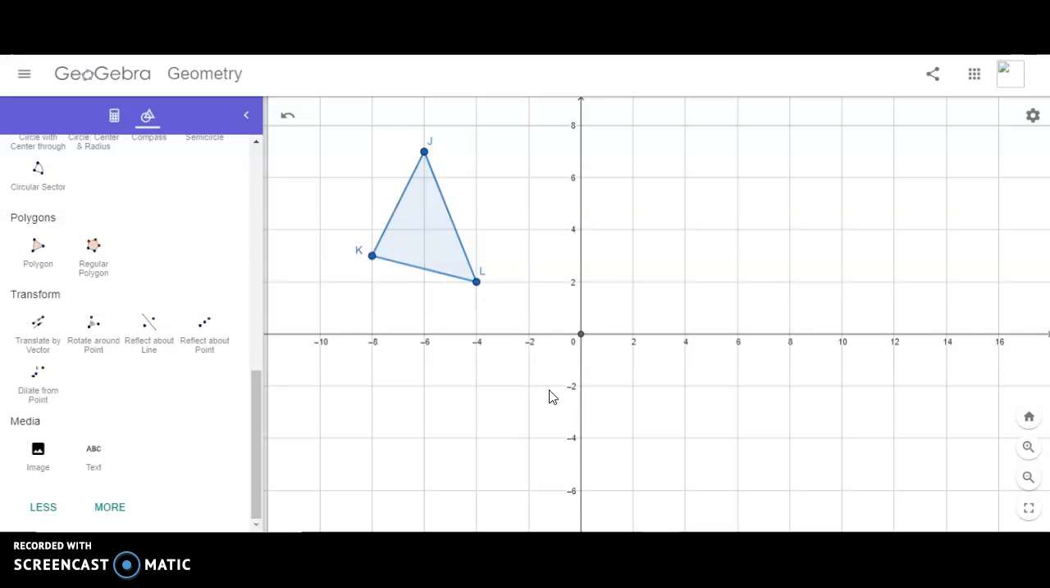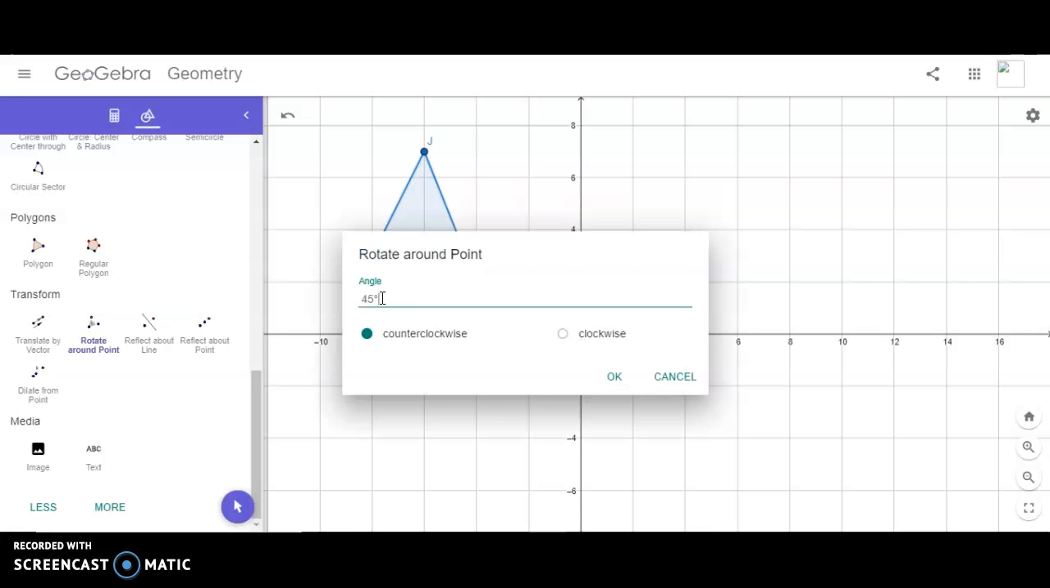The first transformation I'm going to perform is a rotation 180 degrees counterclockwise around the origin. So I'm going to click on rotate around point, click on my triangle, and then rotate around the origin. So I have a point there, and I'm going counterclockwise, and then I'm going to say 180 degrees.